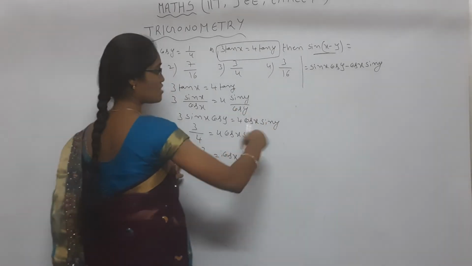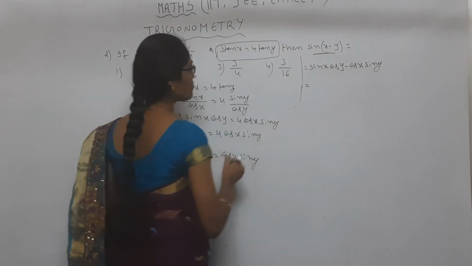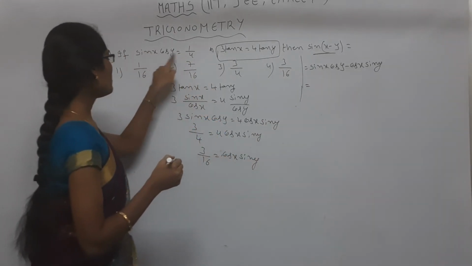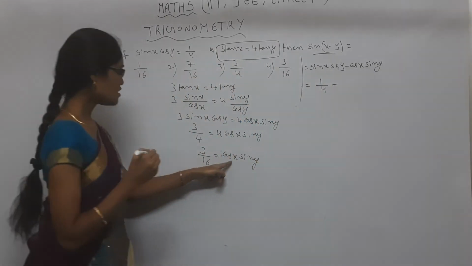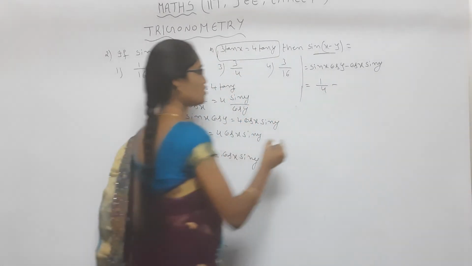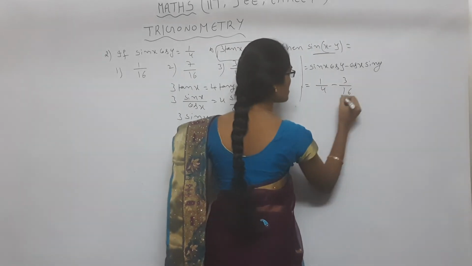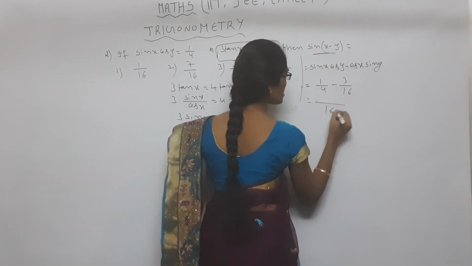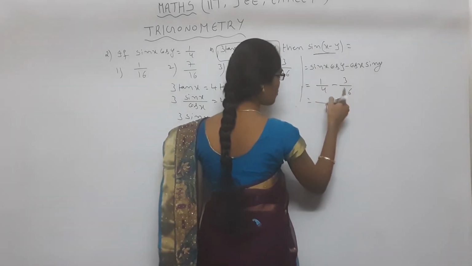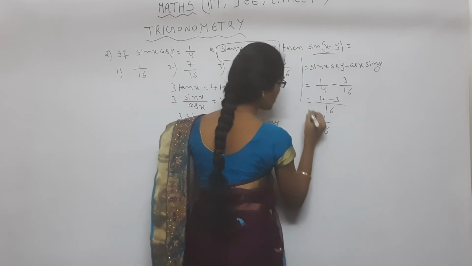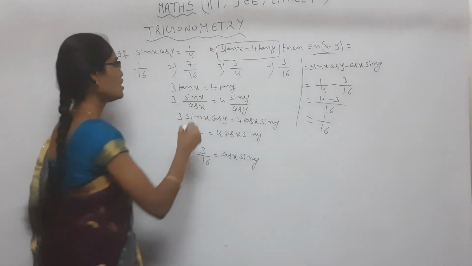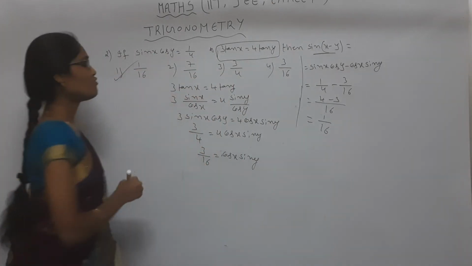Now substitute these values here. Sin x into cos y value is 1 by 4, minus cos x into sin y value is 3 by 16. Taking 16 as the LCM, 4 fours are 4 minus 3, so 1 by 16 is the answer. So 1 by 16 is the first option.